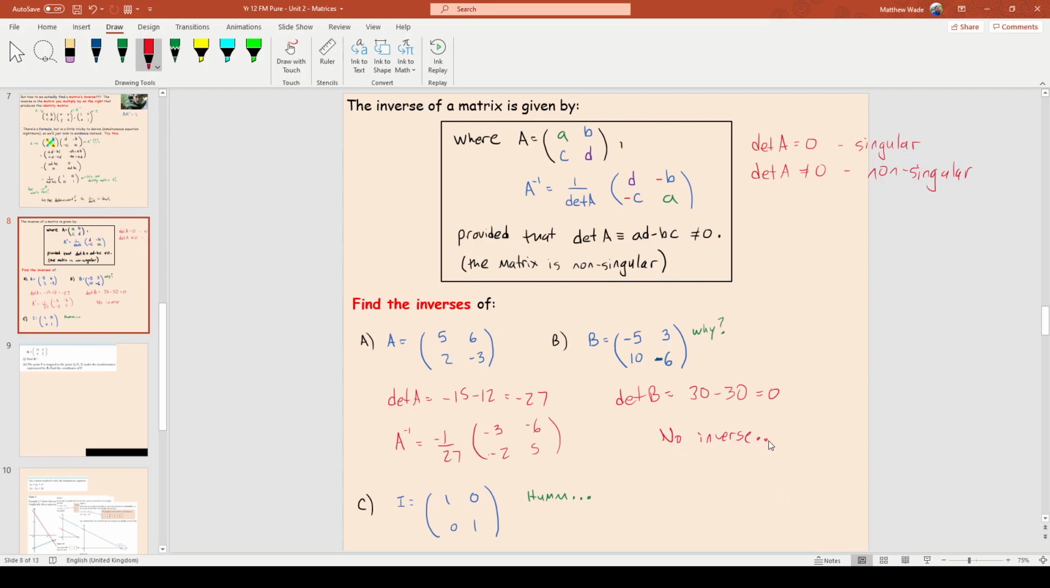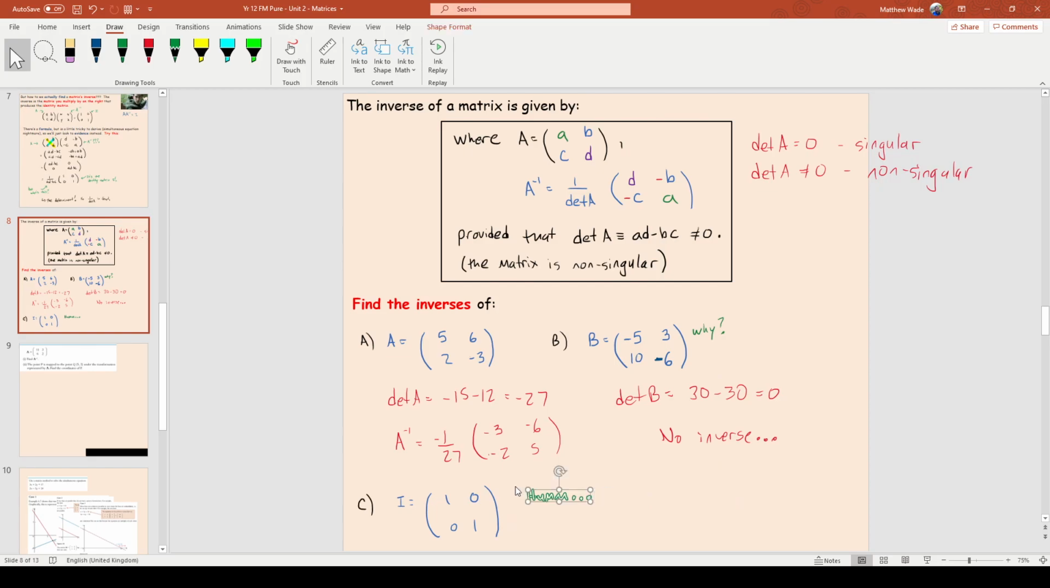This would have been one of the ones that mapped onto a line, and you can kind of tell because if you look at it, the top line is minus 2 times the bottom line, or the other way around. The bottom line is minus 2 times the top line. So yeah, they're multiples of each other, no inverse. That's going to mean a lot soon when we do simultaneous equations, but now it's boring, so I'm going to just skip on. It's got a determinant of 0, you can't do it.